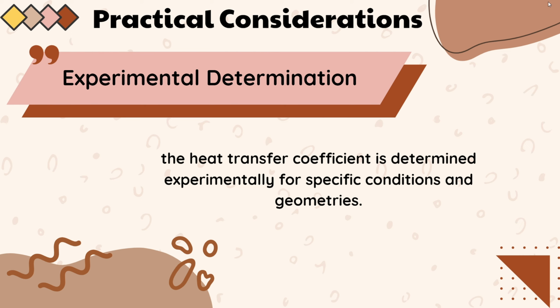Preparation: define the objective of the experiment and identify the property or parameter to be measured. Gather the necessary equipment and materials, ensuring they are appropriate for the experiment. Set up: arrange the experimental apparatus according to the requirements of the experiment. This includes positioning sensors, ensuring proper insulation, calibrating instruments, and setting up any control systems.